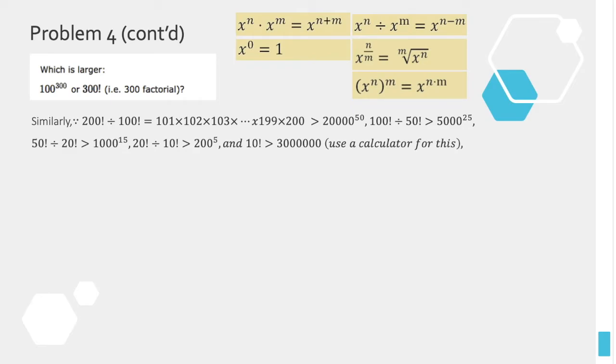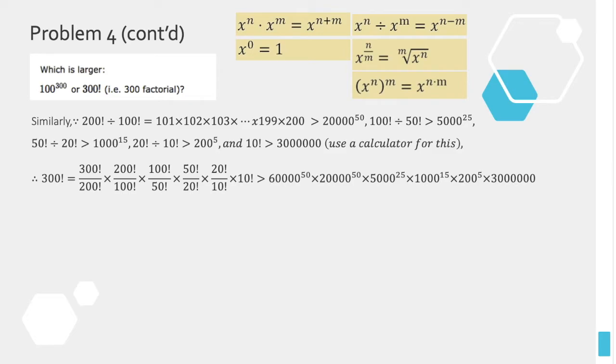Because all these values are bigger than a number, we can say that the product is bigger than the value of all the numbers multiplied together. So 300 factorial divided by 200 factorial times 200 factorial divided by 100 factorial times 100 factorial divided by 50 factorial times 50 factorial divided by 20 factorial times 20 factorial divided by 10 factorial times 10 factorial is larger than 60,000 to the power of 50 times 20,000 to the power of 50 times 5,000 to the power of 25 times 1,000 to the power of 15 times 200 to the power of 5 times 3 million. That was a lot of numbers to read.